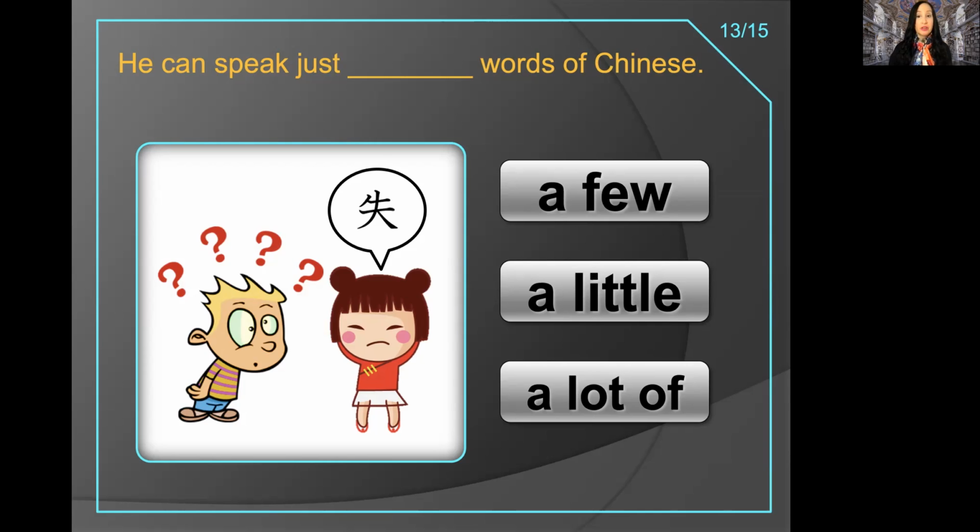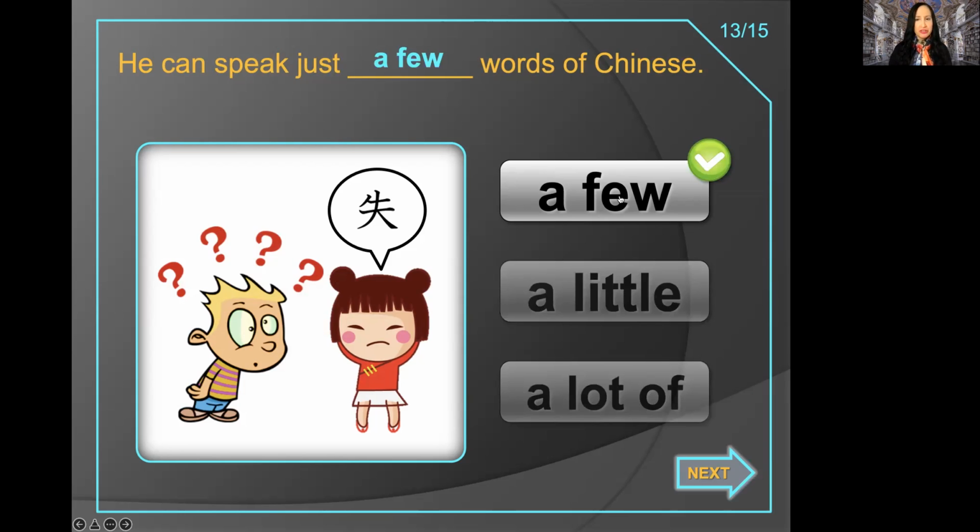He can speak just a few, a little, or a lot of. Remember, he can just a little words, a few, or a lot of. Let's see, which one is right? A few? I don't know, I could get it wrong too. Let's do it together. That's right, a few words. Fantastic, I'm so proud of you.